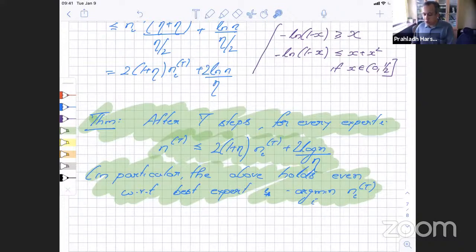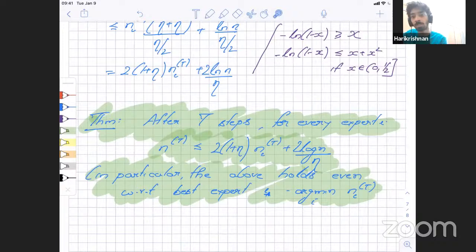Let's ignore the 2 ln over eta. I'm hoping that that's not a large number, because I'm talking about time horizon capital T or something. This is a small quantity. This is not too bad. I already got this. We'll focus on trying to see if I can reduce this 2 further to 1. But any questions so far?